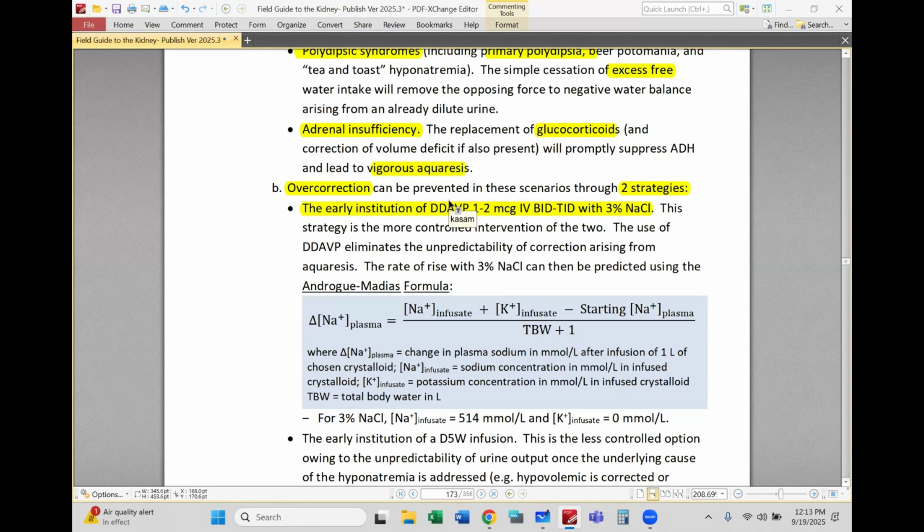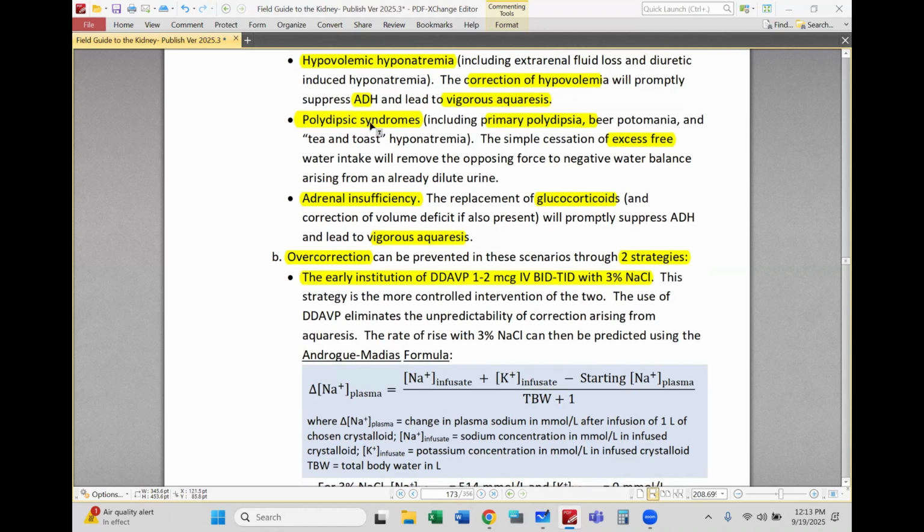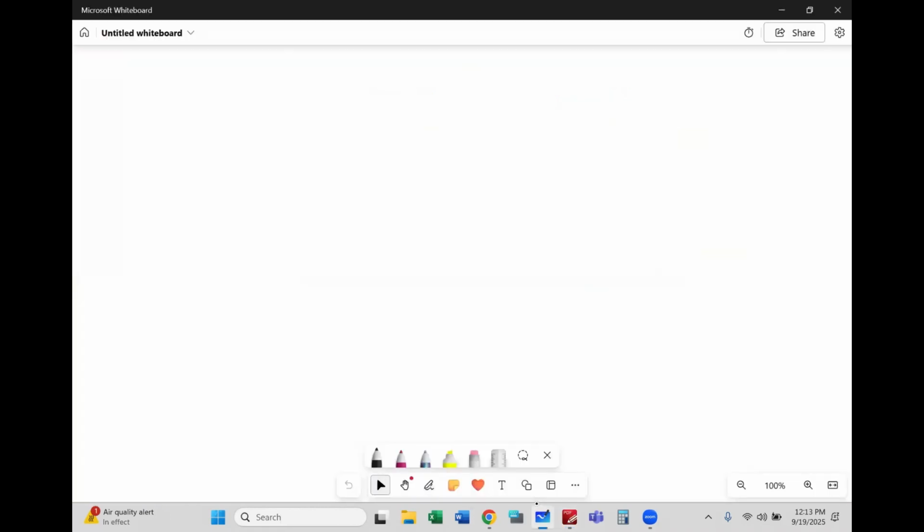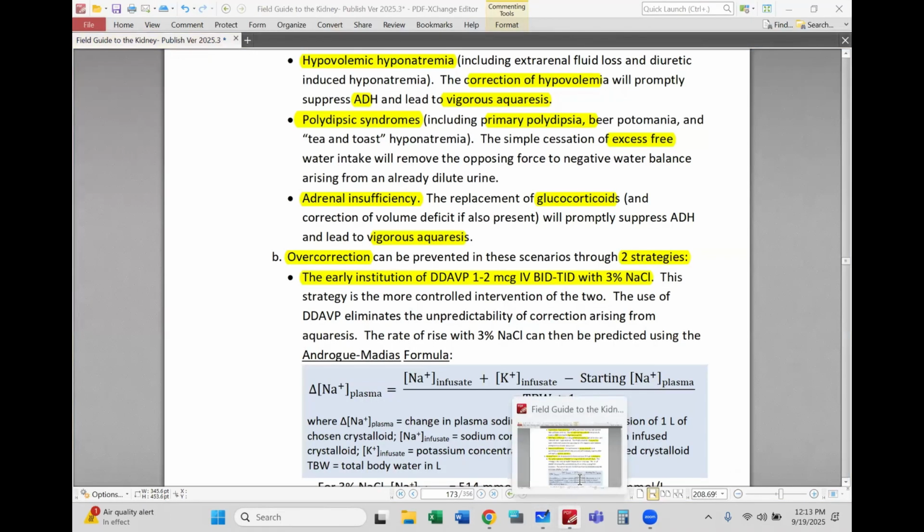Okay. Now, let's say you guess wrong. This is a patient who doesn't have primary polydipsia. Let's say this patient is not hypovolemic, but is actually a heart failure patient. Let's use that example. They have a low urine sodium, right? That tells you low effective circulating volume is present. But their low effective circulating volume is not from hypovolemia, it's from heart failure.